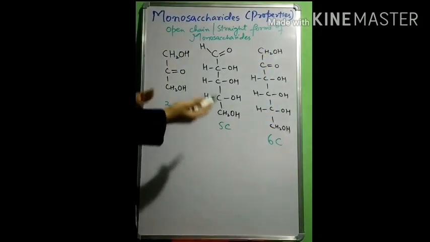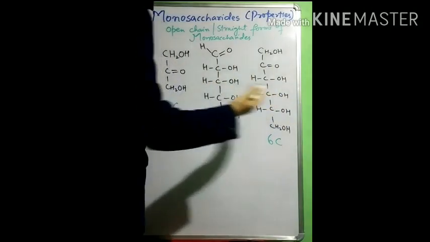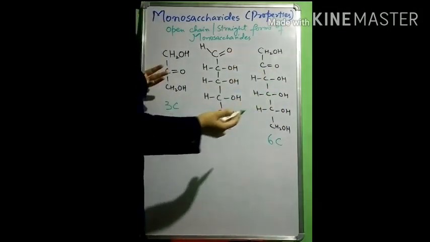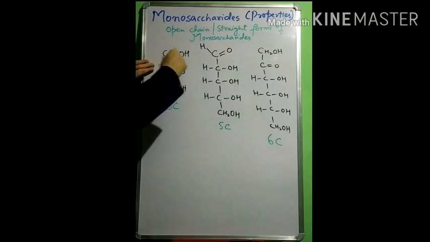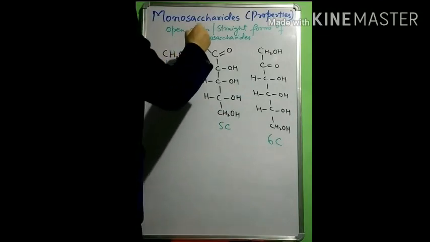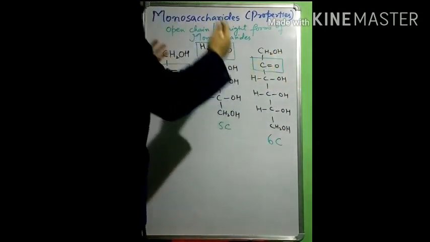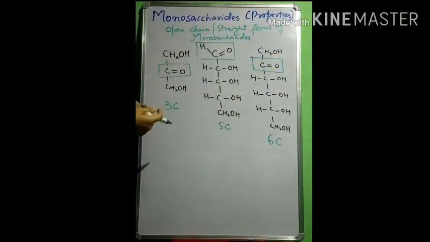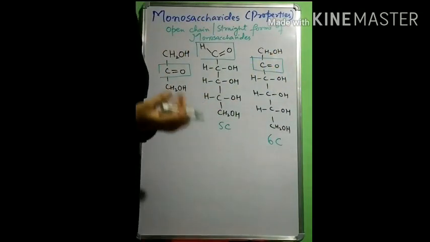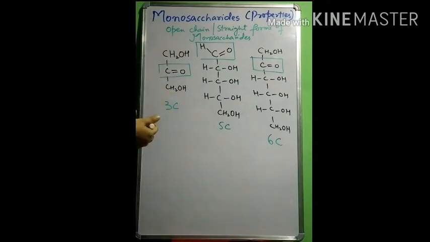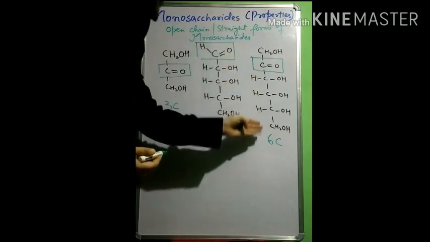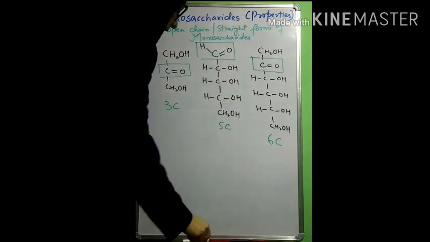All of them are what? Polyhydroxy. You can see everywhere you have hydroxyl groups. In this you have ketonic group. In this you have aldehyde group, and in this you have ketonic group. So all of them are carbohydrates. Very good. All of them are monosaccharides, the simple carbohydrates. Now you can see they are 3 carbon compound. This is 5 carbon compound. This is 6 carbon compound. Accordingly, you can name it.